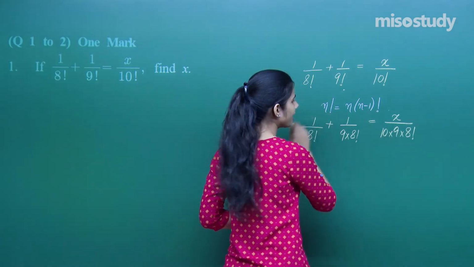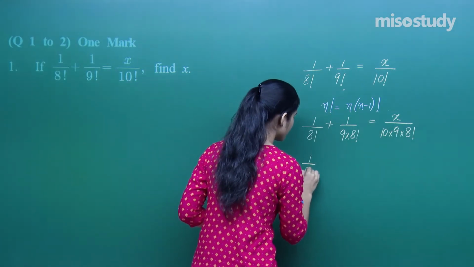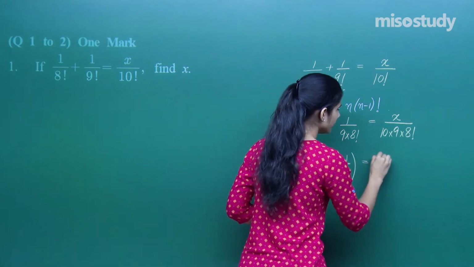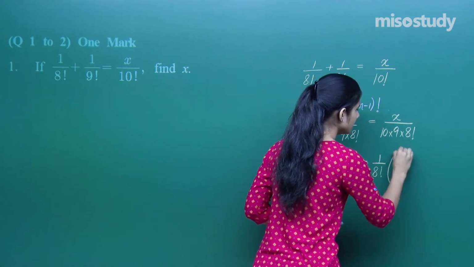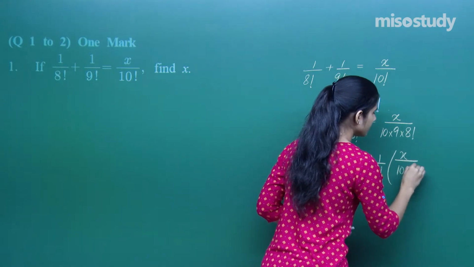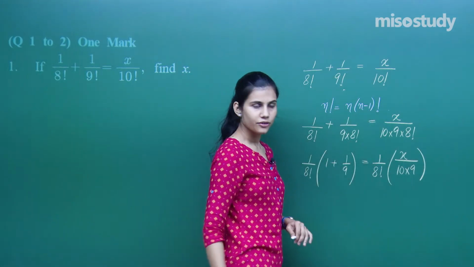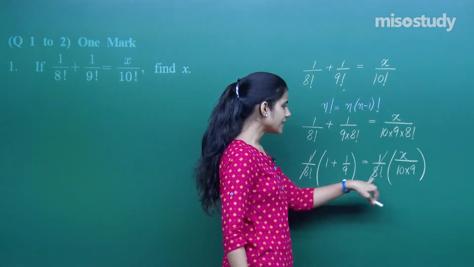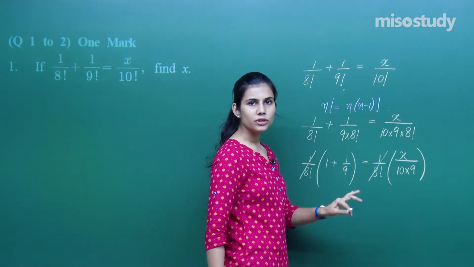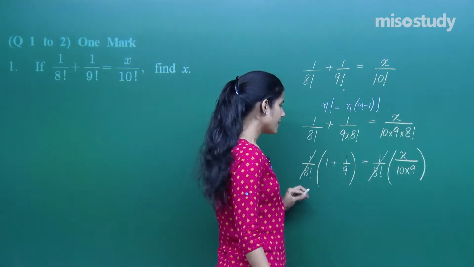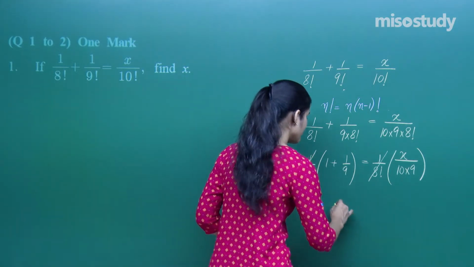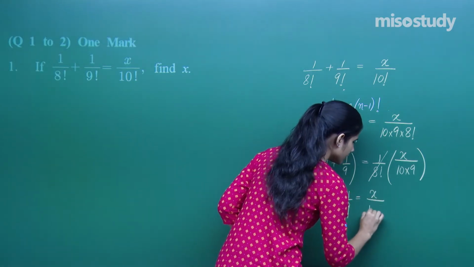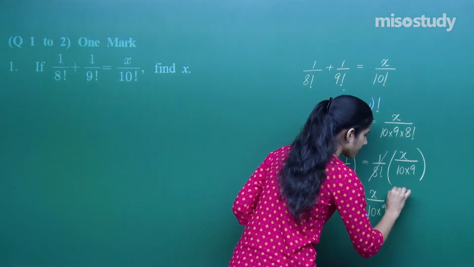If I take this 8 factorial out, what would I be getting? This is 1 by 8 factorial into (1 plus 1 by 9) equals 1 by 8 factorial into x upon 10 into 9. Right? 8 factorial is a natural number, so 1 upon 8 factorial is a positive real number, and therefore I can cancel this out. I am left with 1 plus 1 by 9 equals x upon 10 into 9.